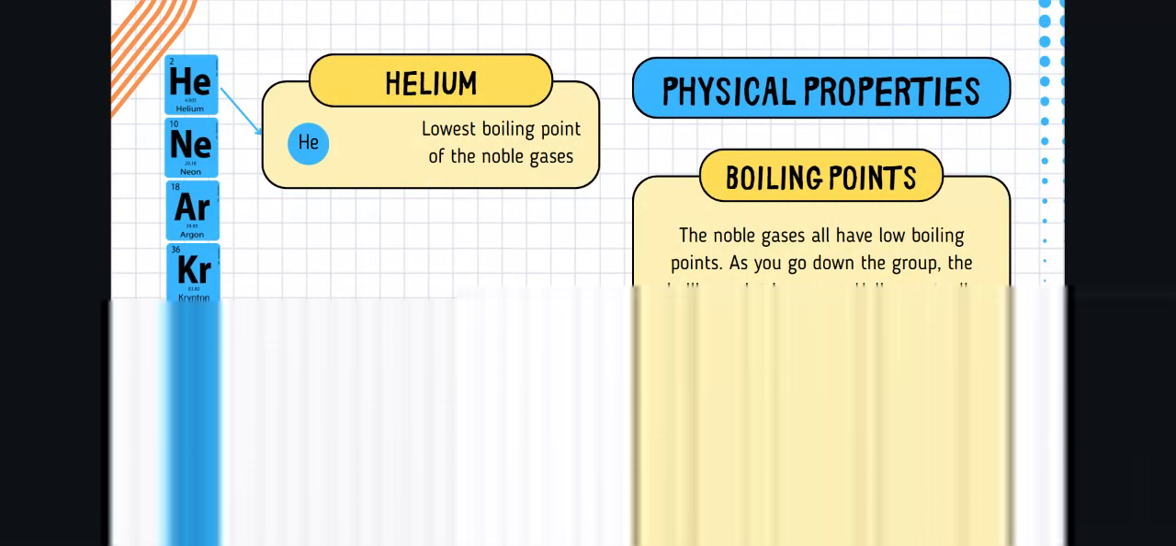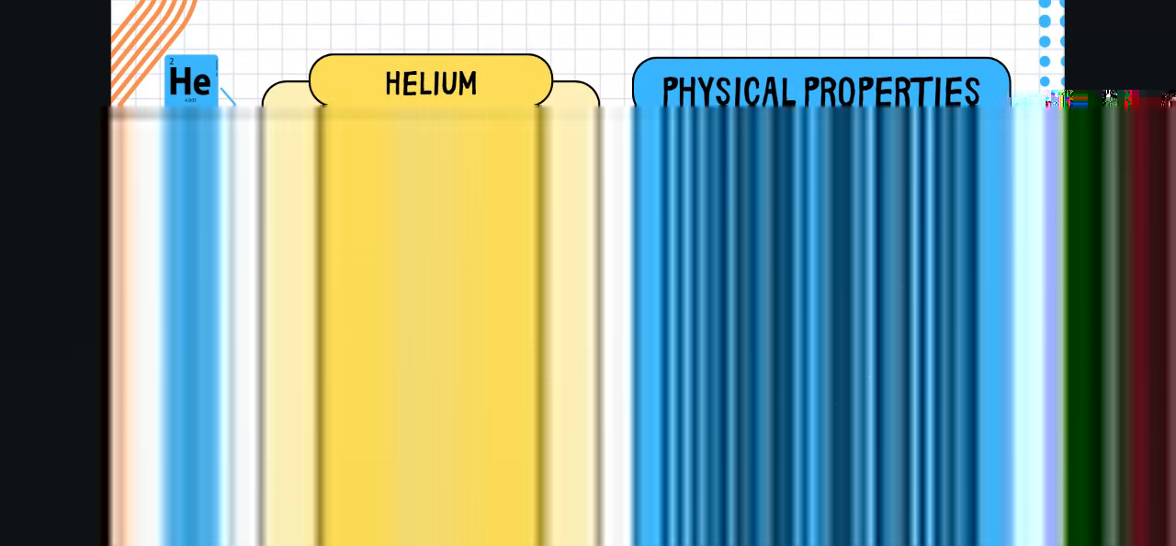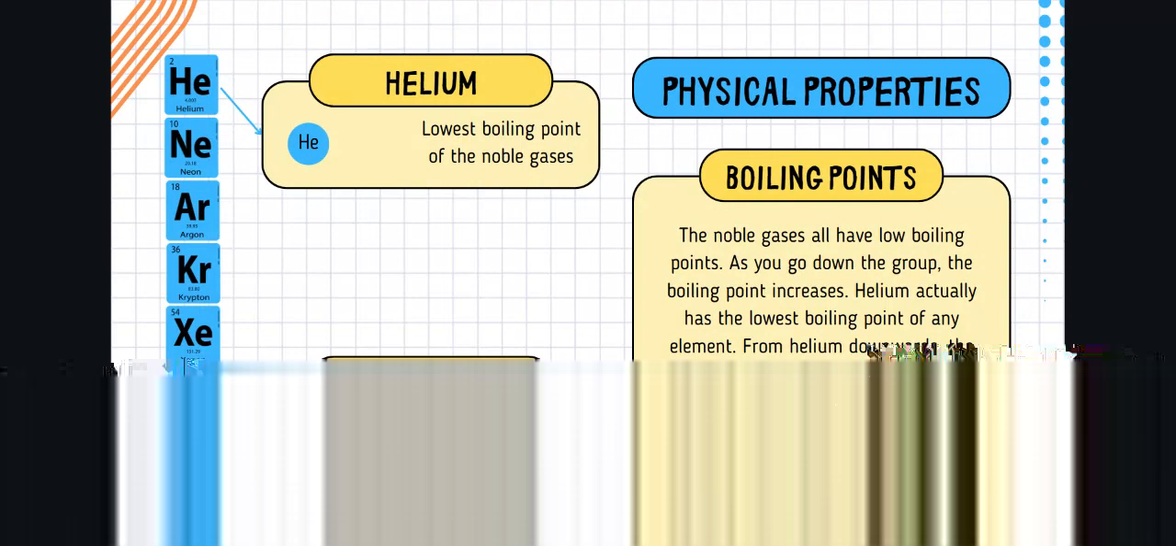Since noble gases are gases, as they say in the name, and they have no reactivity, they only have one physical property, which is boiling points. The noble gases all have low boiling points, and unlike our last video on alkali metals, in which the boiling point decreases as you go down, here the boiling point increases as you go down the group. Meaning that helium has the lowest boiling point, and oganesson has the highest boiling point, of the noble gases only.